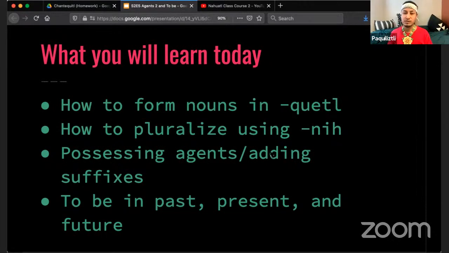And then, of course, we're gonna review the singular and the plural form. And then we're gonna talk about possessing agents, adding suffixes, which is basically the same. You pretty much already know that. And we're gonna add something new, which is learning about the verb to be in past, present, and future. Now this is the verb to be, like I am something, like I am a teacher, you are a student, etc. You already kind of know some of this, but you need to know how to use the verb eli, which is to be, and this verb is an irregular verb.